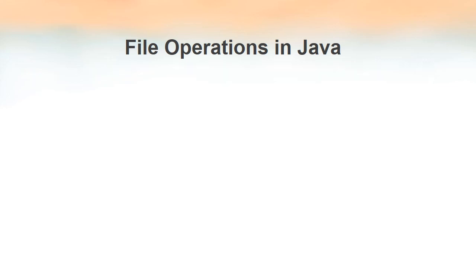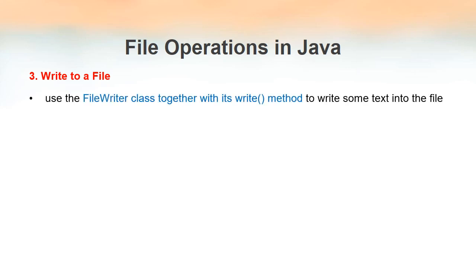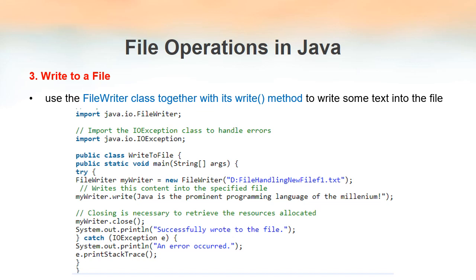The third file operation is to write to a file. To write some contents into a file, we have to make use of the FileWriter class together with its write method. We will see an example right now. To write something into a file, we need to use the FileWriter class, which is also inside the java.io package. So we need to import that class first of all.